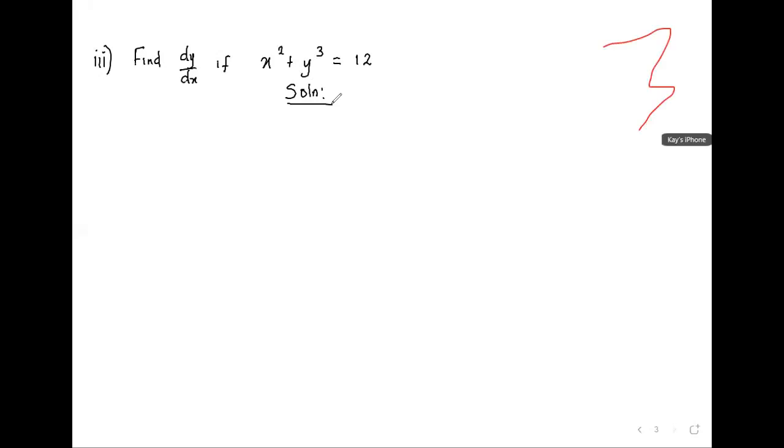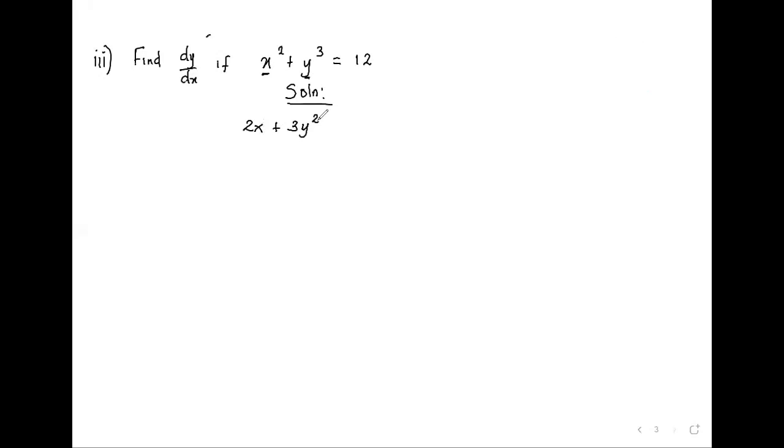Part 3, find dy/dx if x squared plus y power 3 is equal to 12. Whenever you are given such a question, you decide whether to solve for y or just to differentiate. So to differentiate, just use implicit. So you differentiate x squared, you get 2x. You differentiate y power 3, you get 3y squared.